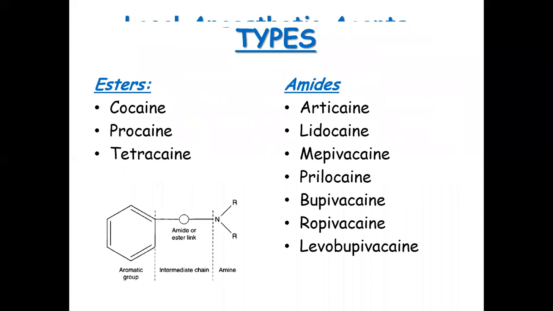And this is the structure of the local anesthetic agents, in which there is an aromatic group and an amine group, and their intermediate chain decides their types. The intermediate chain may be amide or it may be ester. Esters are very few and have a very short duration of action. The examples are cocaine, procaine, tetracaine, while the amide-containing local anesthetic agents which we use commonly are lidocaine, bupivacaine, ropivacaine, and levobupivacaine.